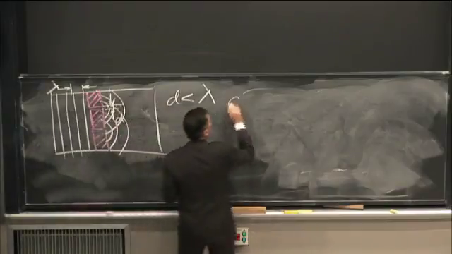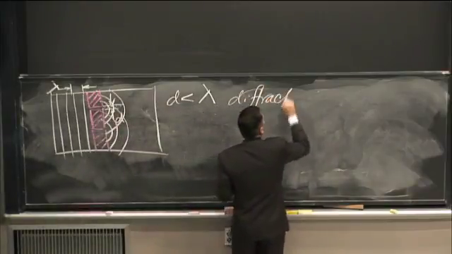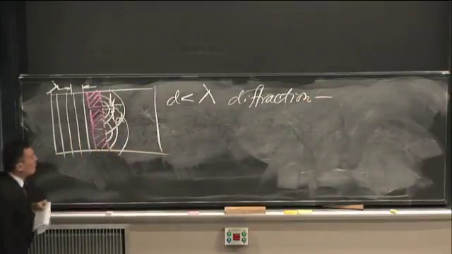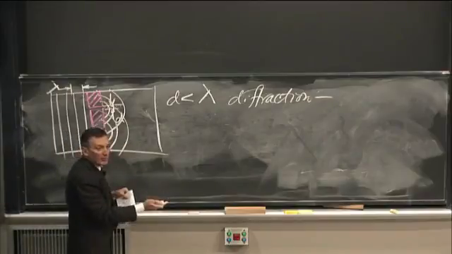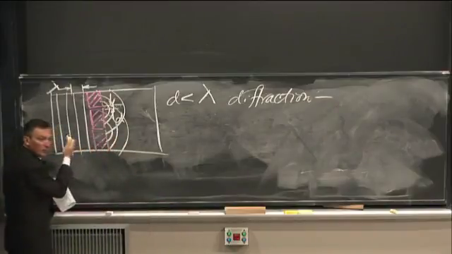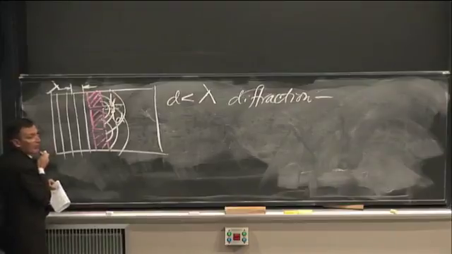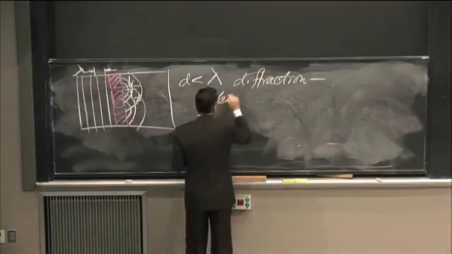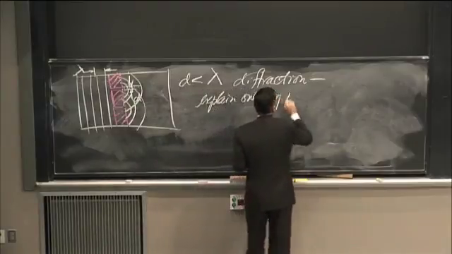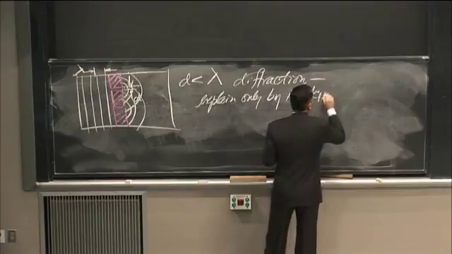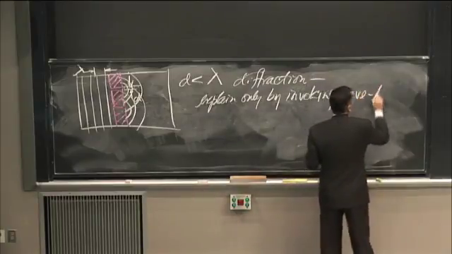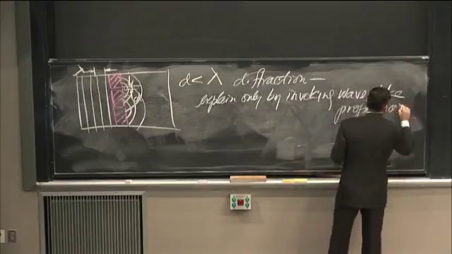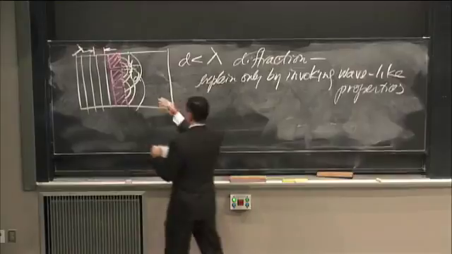This is called diffraction. And there is no way to explain diffraction modeling water as a beam. You must invoke the wave-like behavior of water in order to explain diffraction. Explain only by invoking wave-like properties. So with wave-like properties, we get something that makes sense in terms of the data.